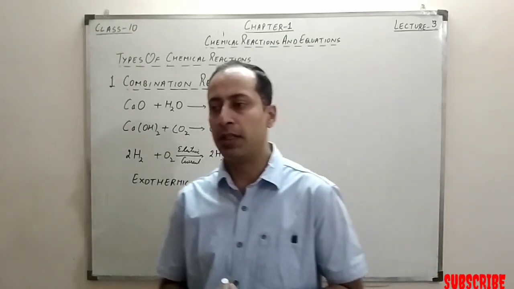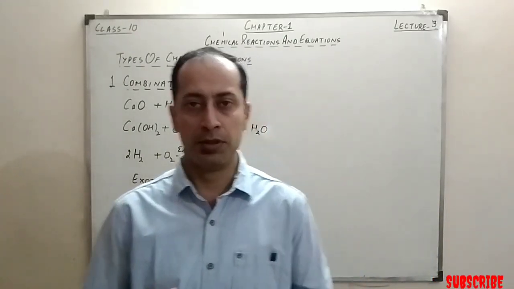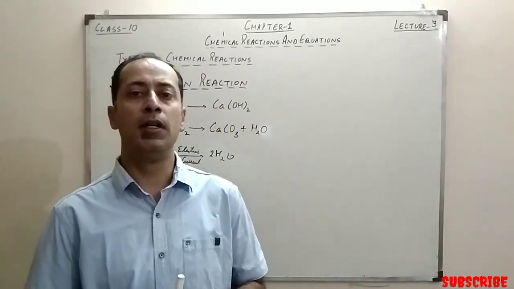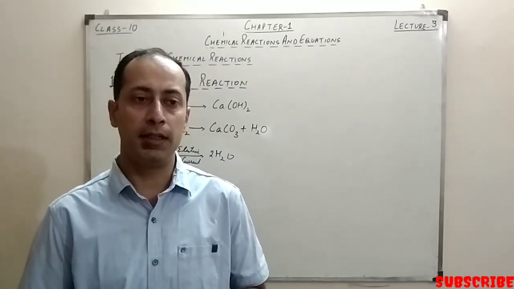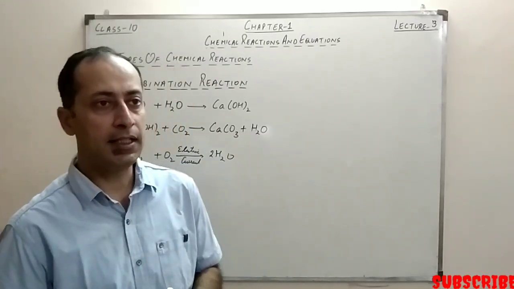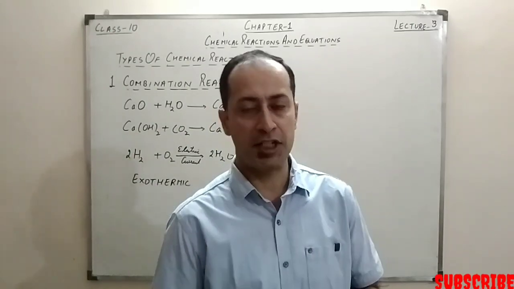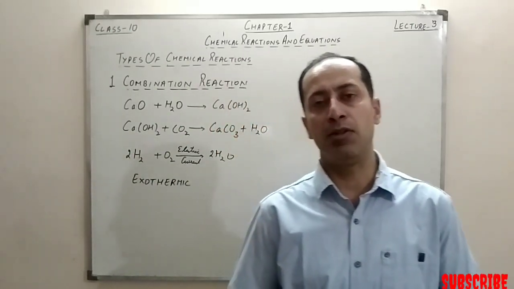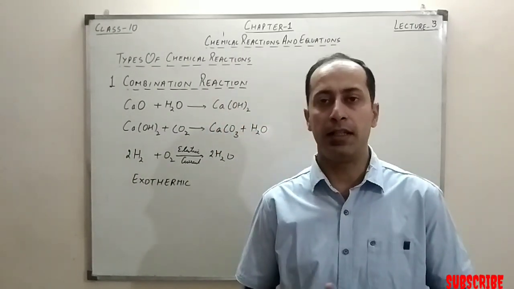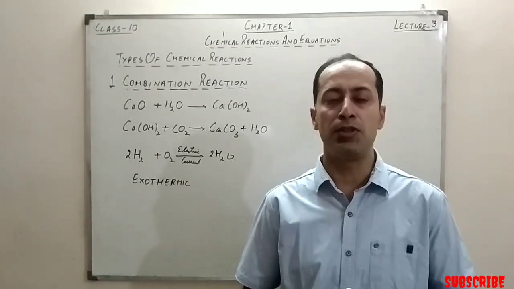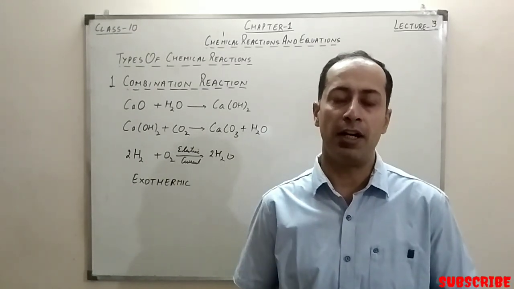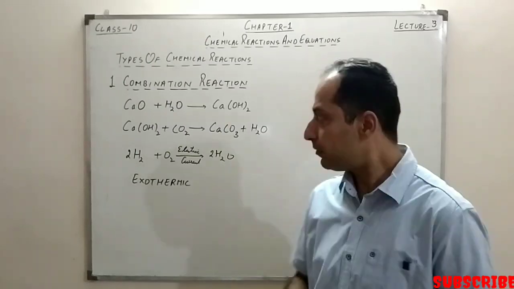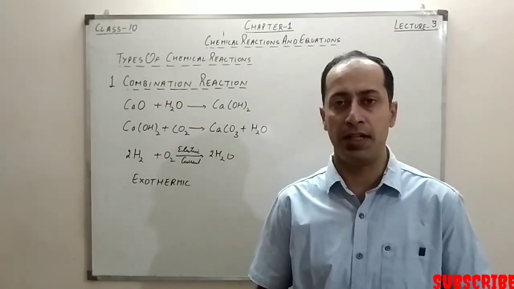Like if we talk about the formation of compost. Compost is a thing which is formed from animal waste and the waste of vegetable matter. When these combine, then also heat is evolved. And the thing which is formed is compost, which is used by the farmers in the fields, right? So this is all about the combination reaction.